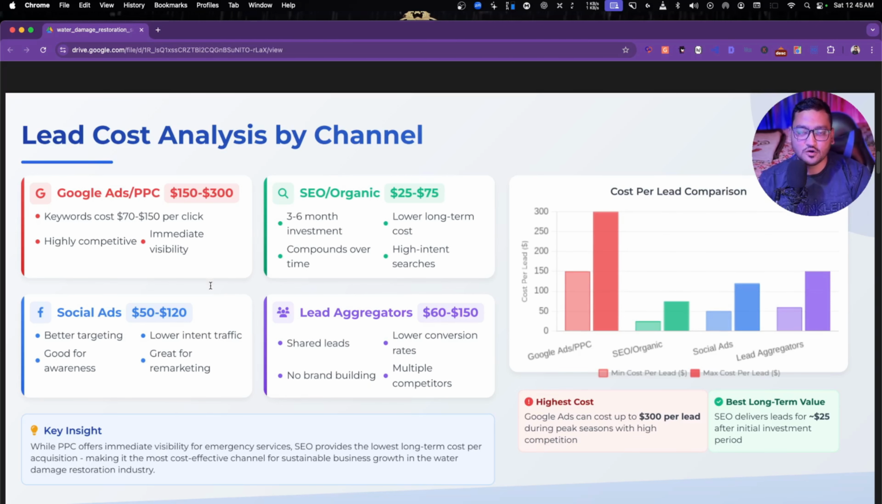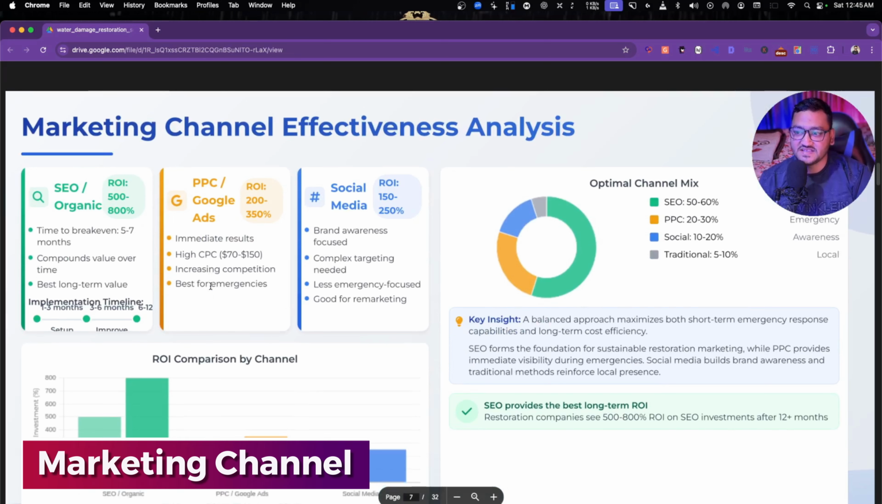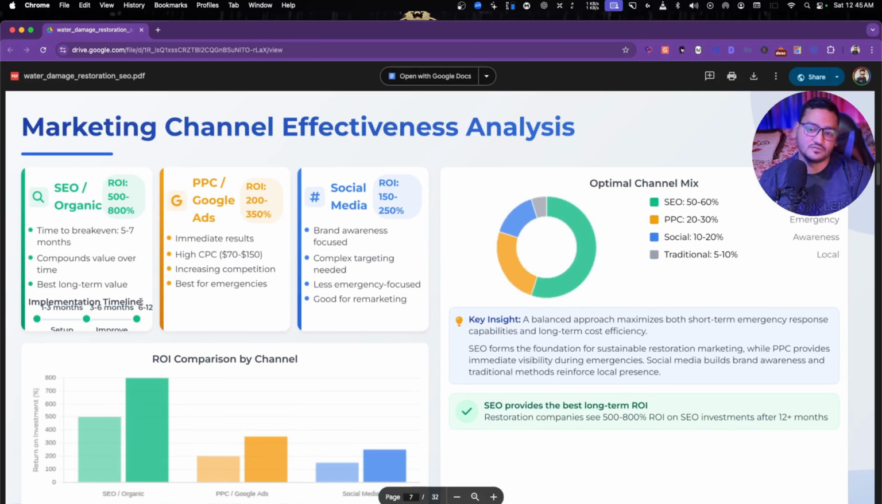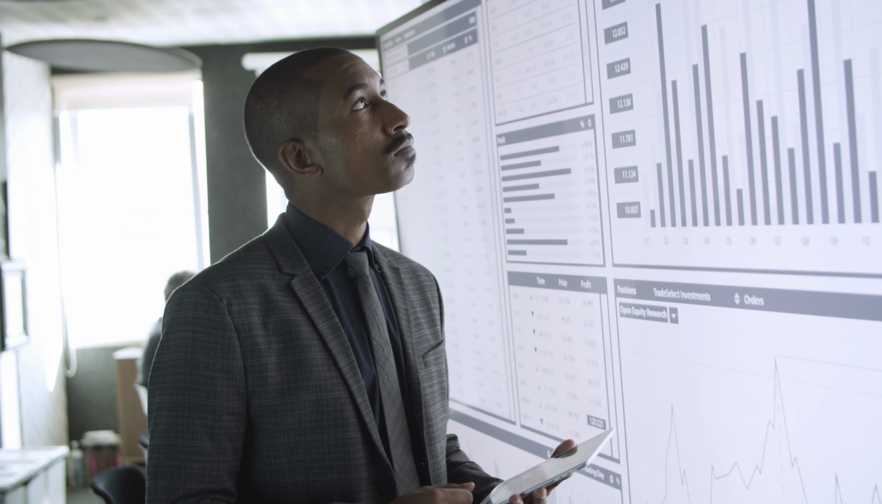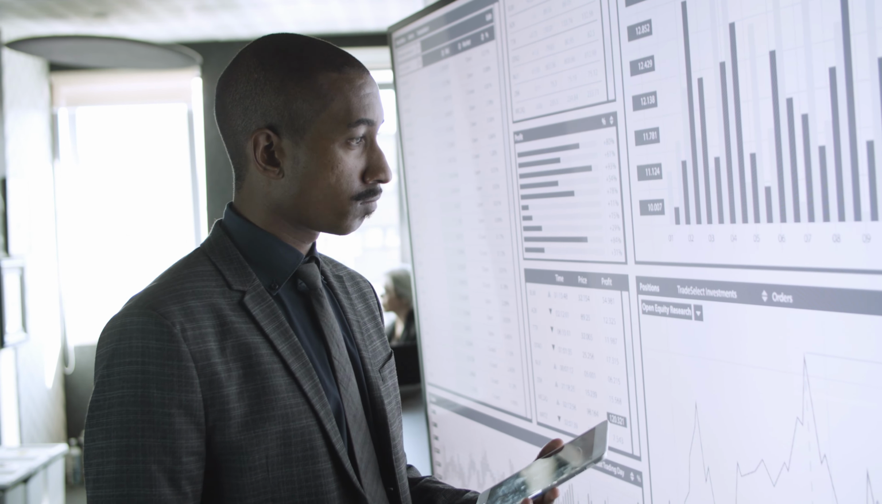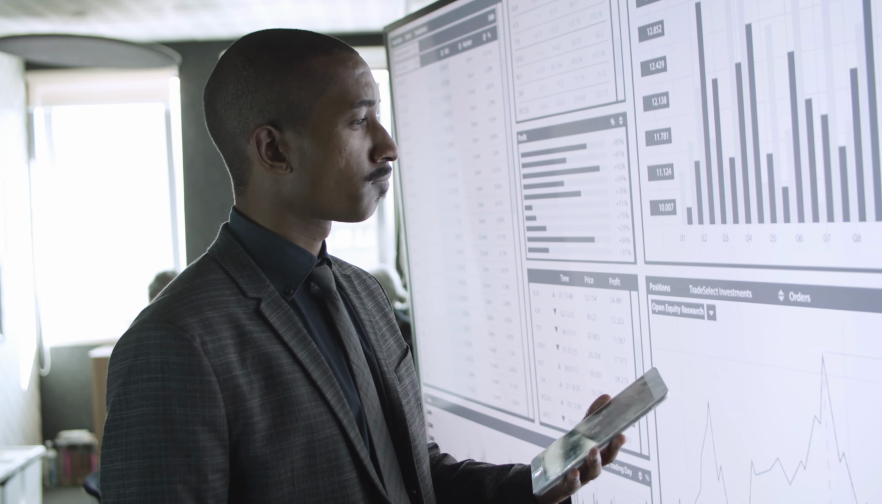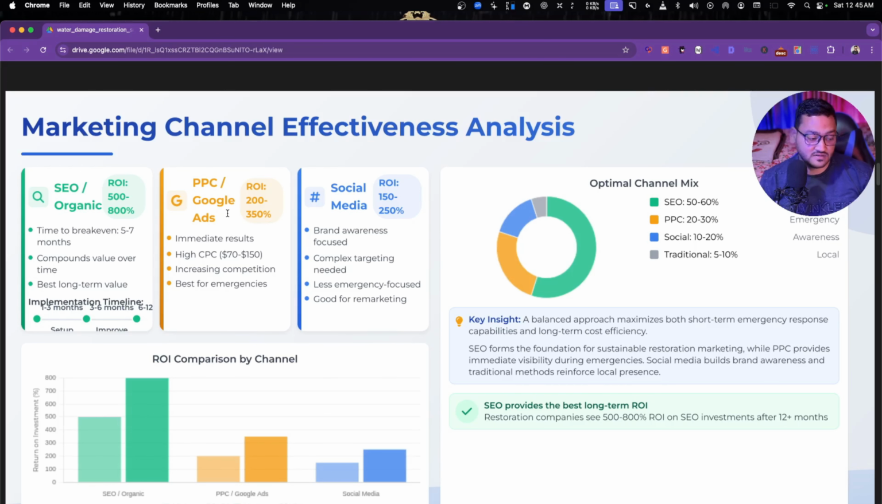Let's go to the next chapter, marketing channel effectiveness analysis. As we already have seen, SEO has almost 500 to 800% ROI. Social media has around 200%. PPC is literally the same, 200 to 350, somewhere around, depending on how good your company is, the brand name, the sales guy, the reviews. It depends on many factors, but it has the same kind of ROI.